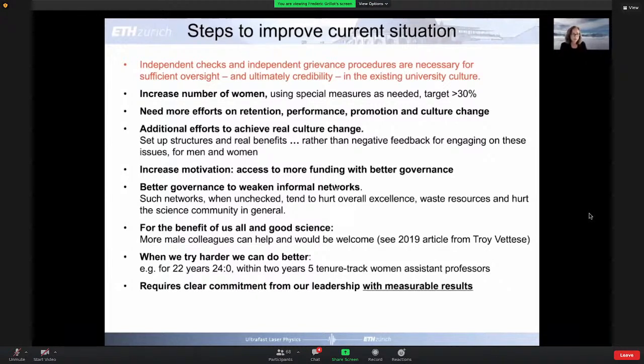But this requires a real commitment from our leadership with measurable results. These are not expensive measures, and this will benefit everybody. So I hope I could give a more detailed explanation why the situation is severe. And I hope that we can engage everybody for a solution.